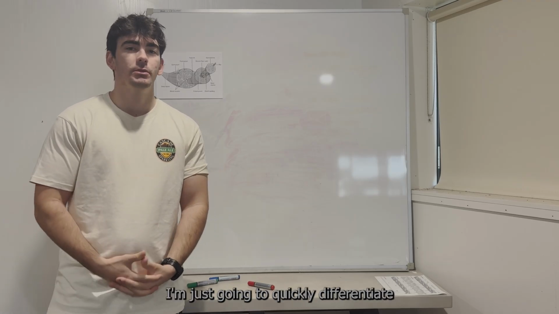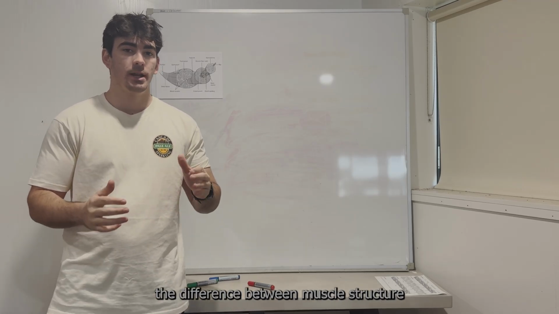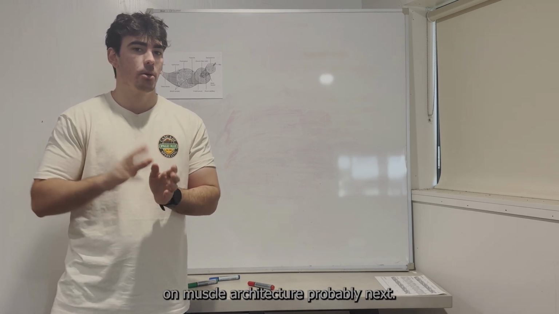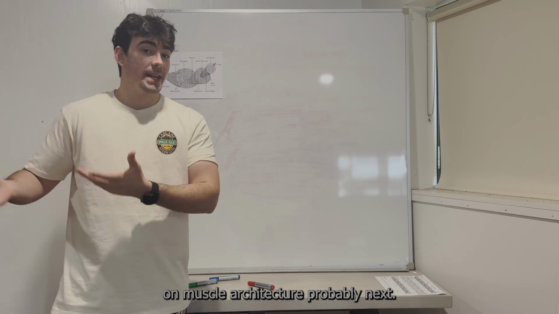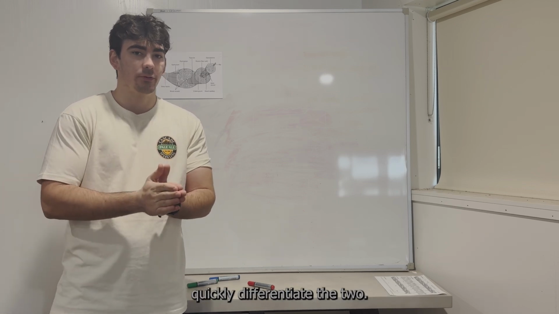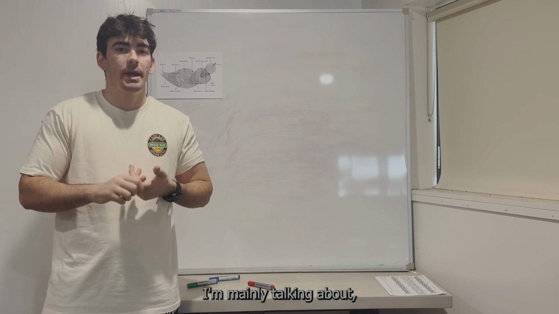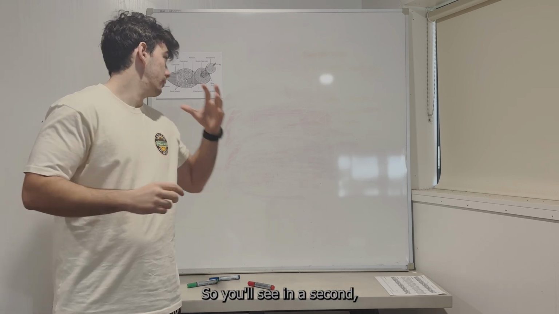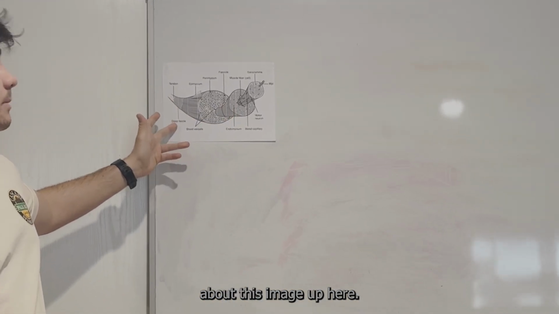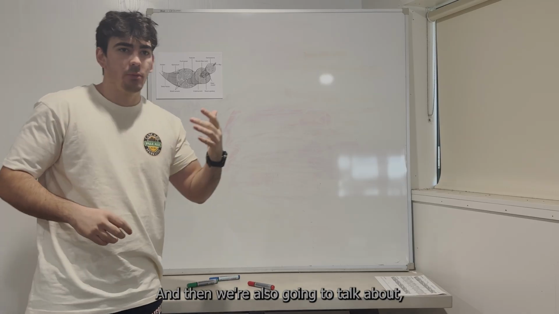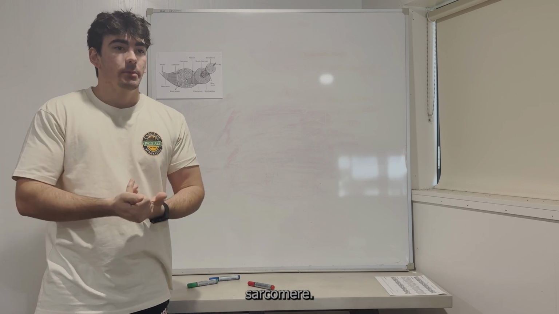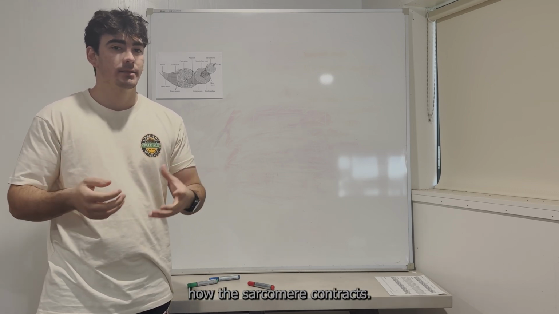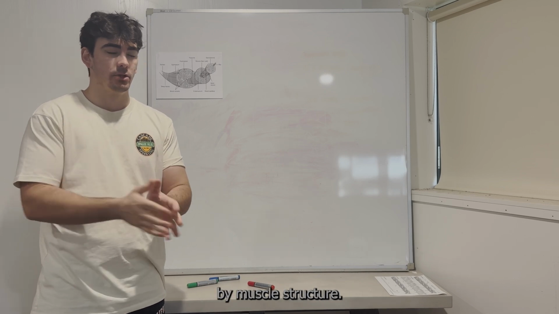So to get things started, I'm just going to quickly differentiate the difference between muscle structure and muscle architecture, because there will be a different video on muscle architecture probably next. So muscle structure, I'm mainly talking about the different layers of muscle. You'll see in a second about this image up here. And then we're also going to talk about the sarcomere, what's inside a sarcomere, how the sarcomere contracts, how muscle contracts. So that's what I mean by muscle structure.